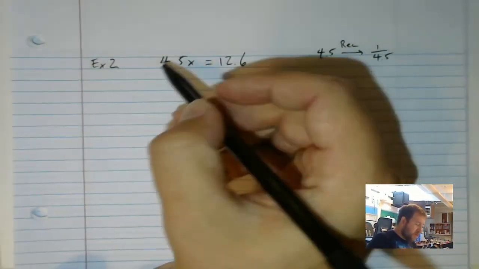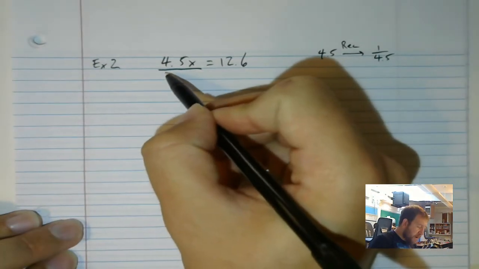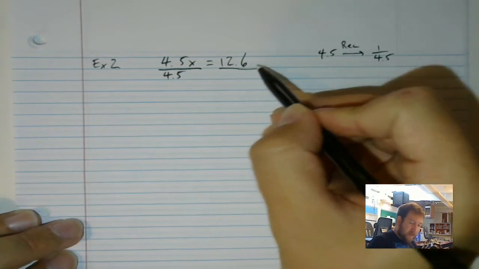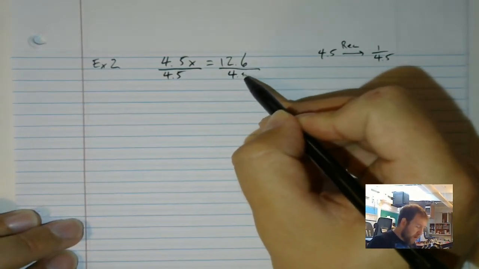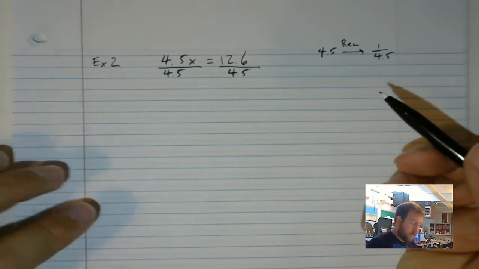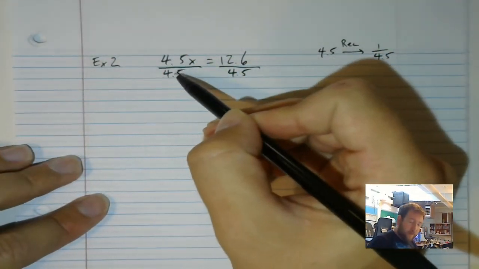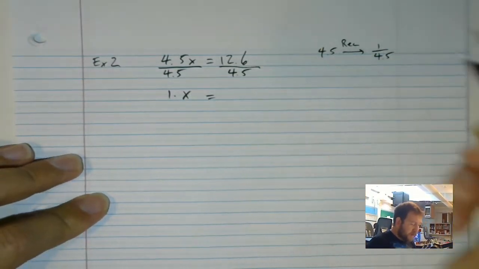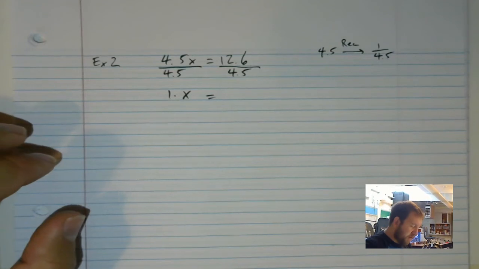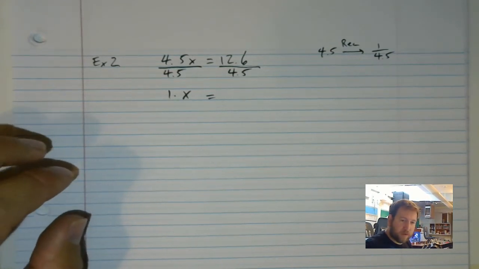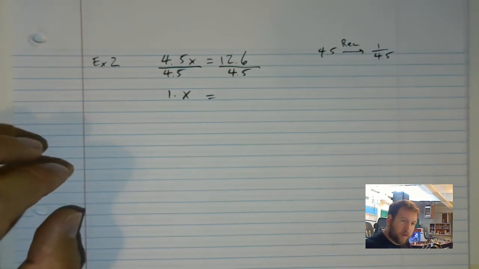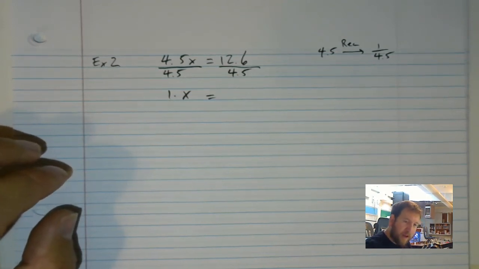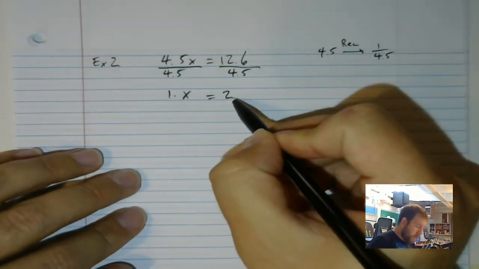So I'm going to take this whole side and divide it by 4.5. And if I do that to this side, I again have to take this side and divide by 4.5. Okay? Got with me so far? 4.5 divided by 4.5 is 1. So I have 1 times x equals 12.6 divided by 4.5. I'm going to use my little calculator for this. 12.6 divided by 4.5. Looks like I have 2.8.